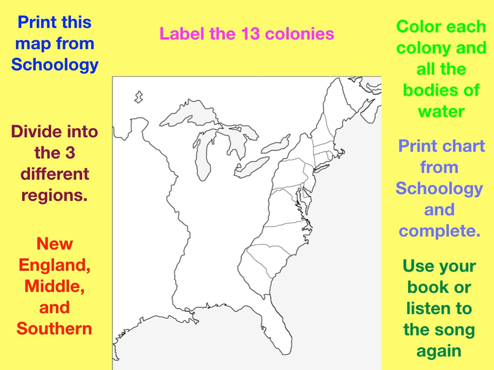And then you're going to print the chart from Schoology, and then you will use your book or the song to listen to again to go through and find 3 important things that each of the colonies or each of the sections of colonies produced or were beneficial to others by.